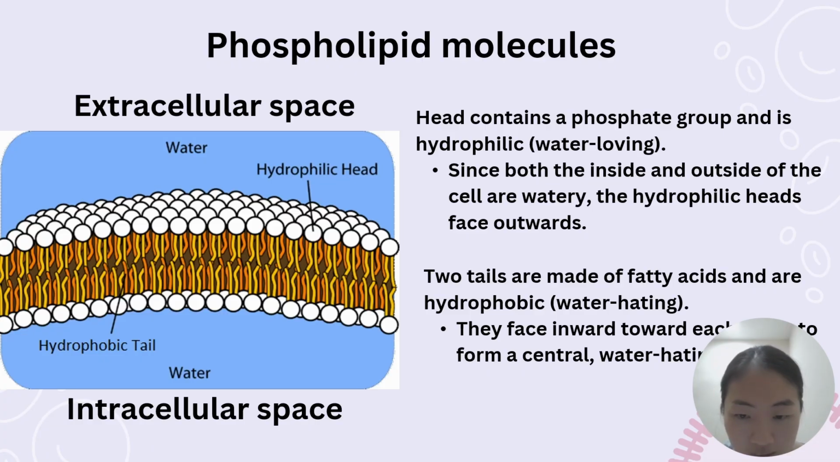Since both inside and outside of the cell are watery, the hydrophilic heads, which are polar, will face outwards and interact with the water. The two tails made from fatty acids are hydrophobic, which means water-hating. So they will face inwards toward each other, forming a central water-hating hydrophobic region.